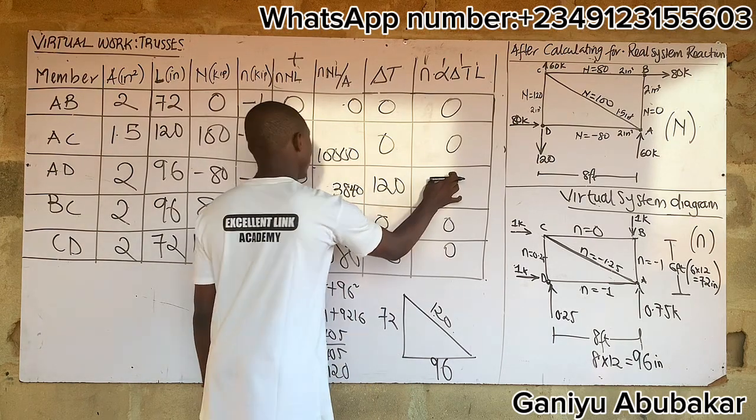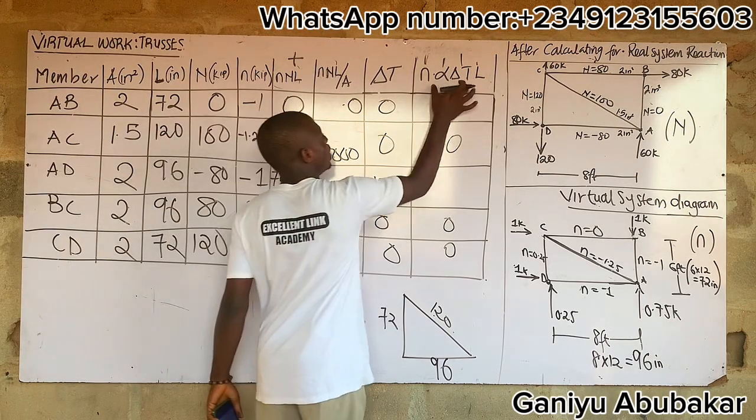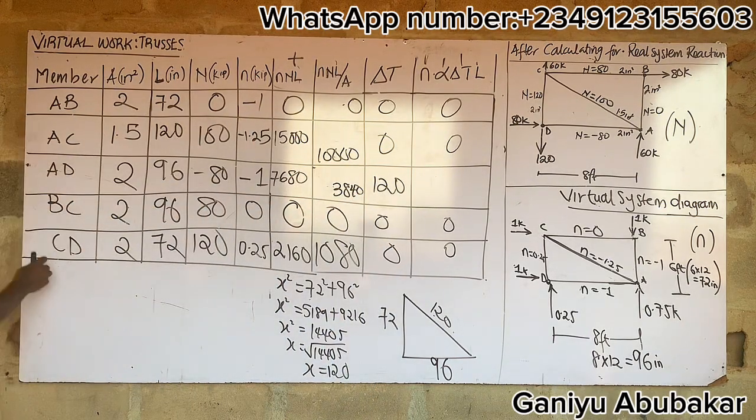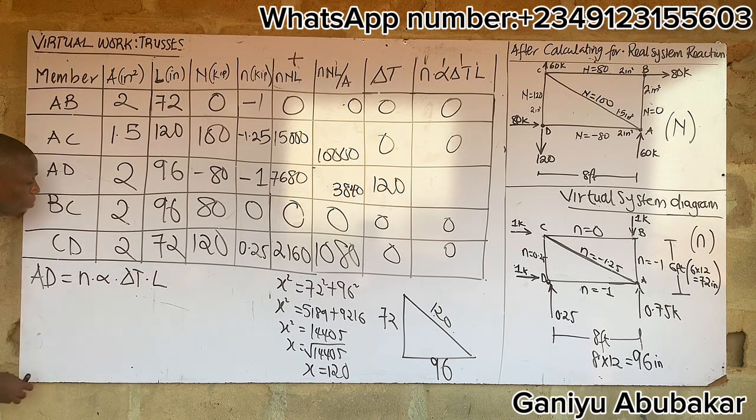Alpha here, for this one. So observe that. Let's get the value for this one here, for the member AD: n dot alpha dot change in T dot L.